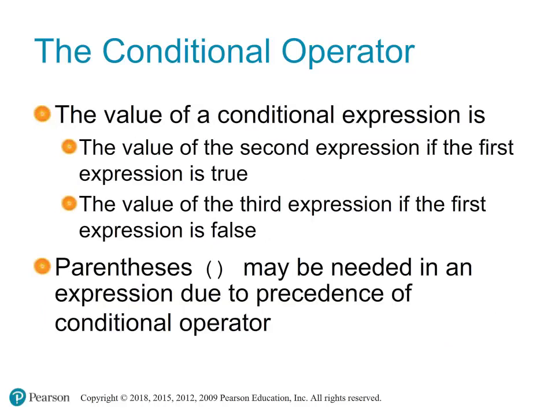The value of a conditional expression depends on whether the condition is true or false. If the condition in the conditional ternary expression is true, the value of the entire expression becomes the value of the second expression, which follows the question mark. If the condition is false, the value of the entire expression becomes the value of the third expression, which follows the colon. Due to the precedence of operators, you may need to use parentheses to ensure the correct order of evaluation.